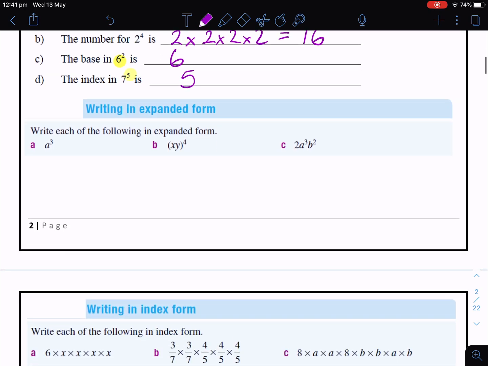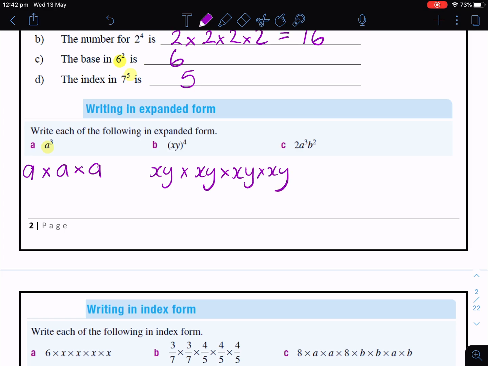Okay, let's look at this example here, writing in expanded form. Write each of the following in expanded form. For A over here, we've got A as our base, and our power is 3. So it's telling us that A is going to be multiplied by itself 3 times. For the next one, it says xy to the power of 4. So it's telling us that everything in that bracket is multiplied by the power of 4. So it's going to be xy times xy times xy times xy.